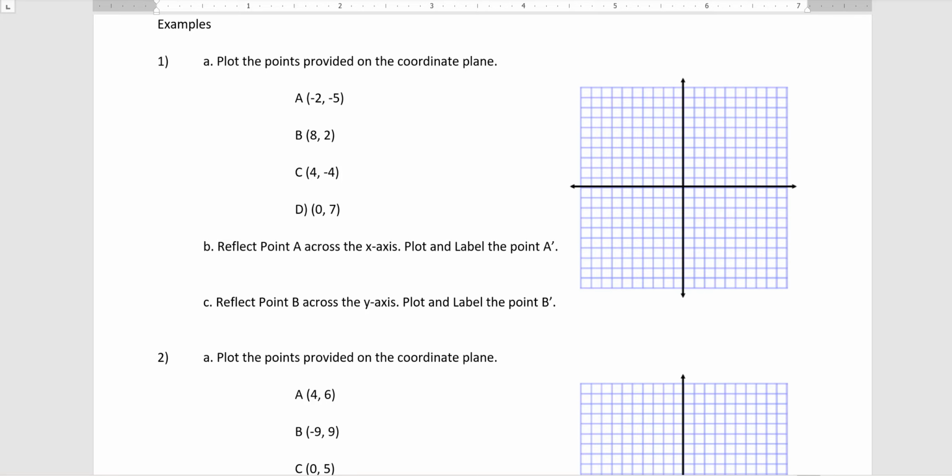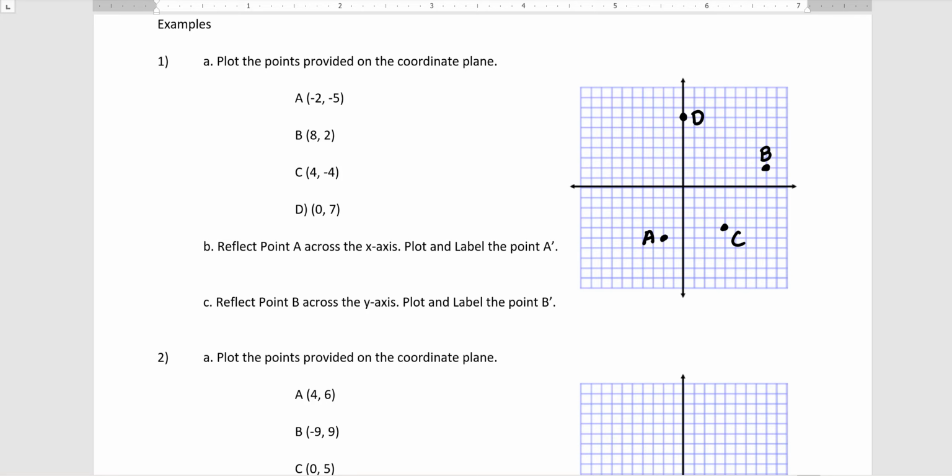So looking at A, negative 2, negative 5, that'd be left 2 and then down 5. That would put me right here. And go ahead and label that point. That's A. And then B is 8, 2. So I'd count right 8. 1, 2, 3, 4, 5, 6, 7, 8. And then up 2. Put me right there. That would be point B. C is 4, negative 4. So I'd go right 4 and then down 4. That'll put me right there. D is 0, 7. So 0, 7 means I'm not moving left or right. So I'll stay on this y-axis here as I go up 7. That'll put me right here. That would be point D.